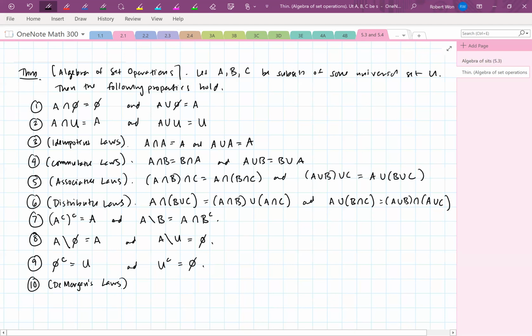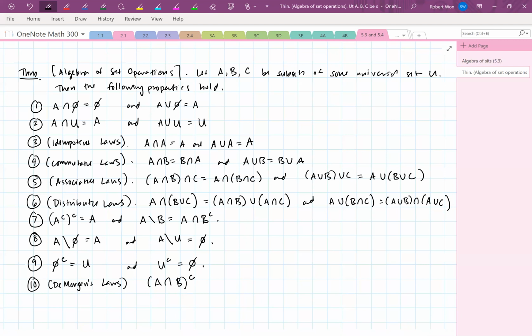Think back to what De Morgan's laws told you. De Morgan's law told you how to negate an "and" statement or how to negate an "or" statement. So in terms of sets, "and" is kind of like intersection and "not" is kind of like complement. So this is called De Morgan's laws because it's kind of like negating an "and" statement.